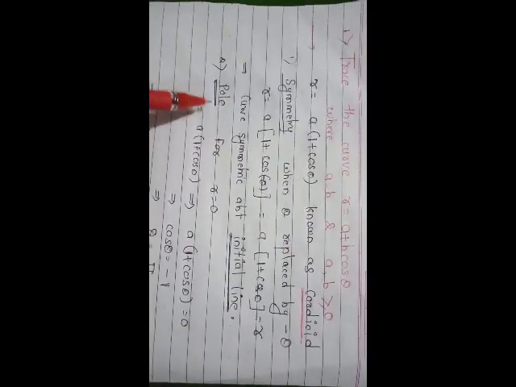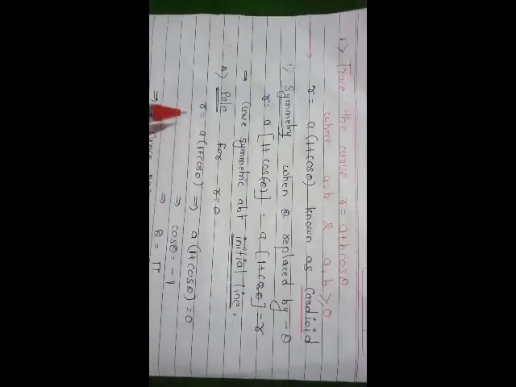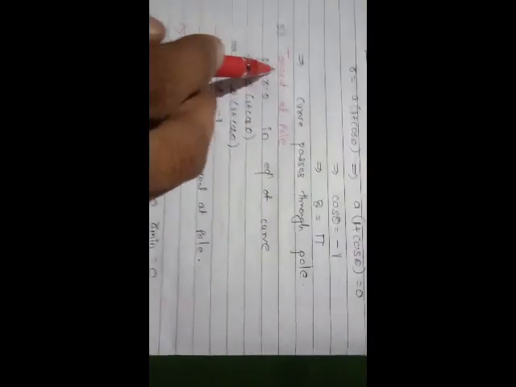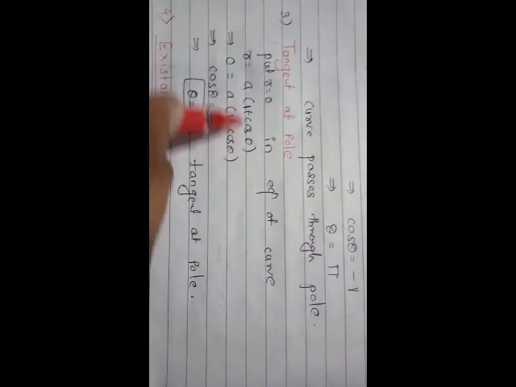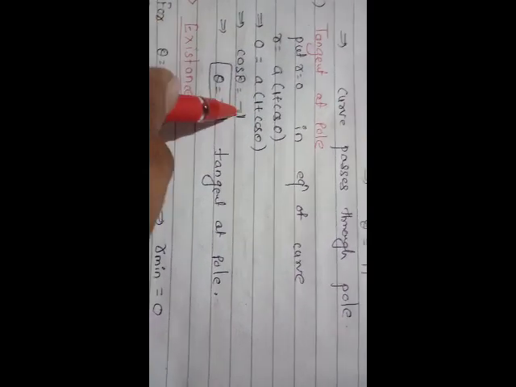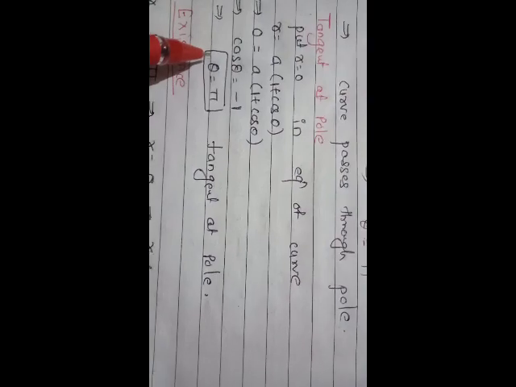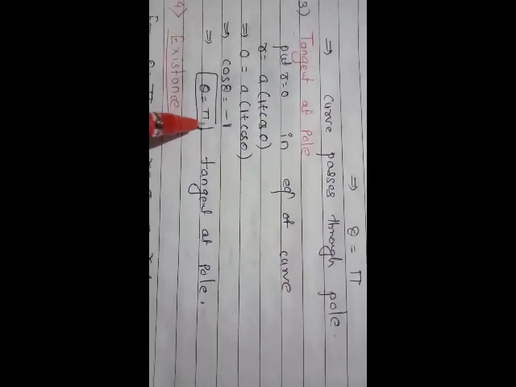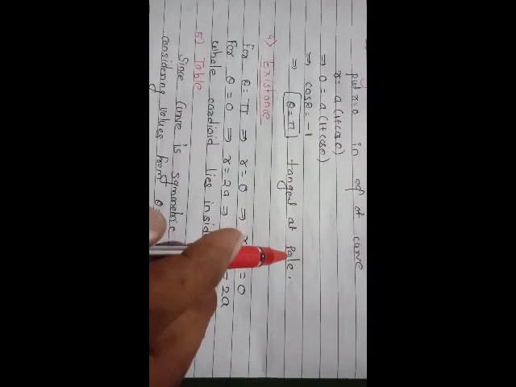Second point is pole. For r equal to 0, we have a(1 plus cos theta) equal to 0, that is cos theta equal to minus 1, and therefore theta equal to pi. Therefore the curve passes through the pole. Since the curve passes through the pole, we have to find the tangent to the curve at the pole. For that again we substitute r equal to 0 in the equation of the curve, so a(1 plus cos theta) equal to 0, that is cos theta equal to minus 1. Here fortunately we have only one value of theta, theta equal to pi, and this is the only tangent to the curve at the pole.